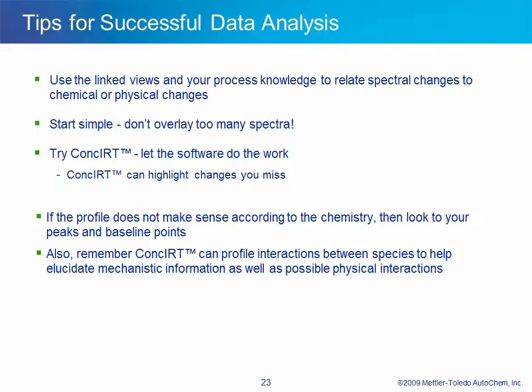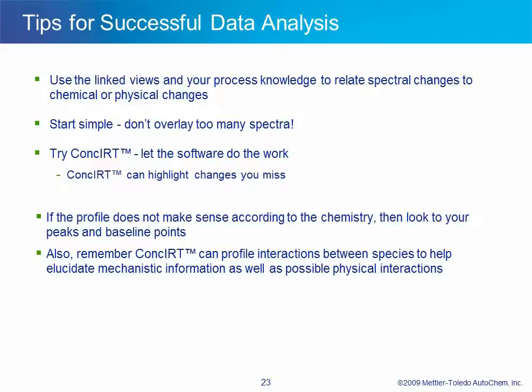If you're looking at a profile and it's really not making sense according to your chemistry, go back and look at the peak that you're profiling and any baseline points that you may be using, because a lot of times, again, you could have an intermediate that's growing in and out on you. So if the profile doesn't make sense, of course we're all human. Don't discount human error in looking at those positions.